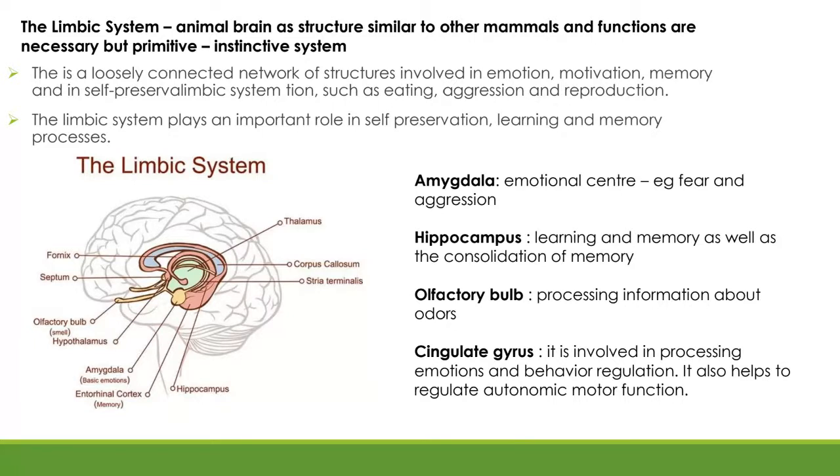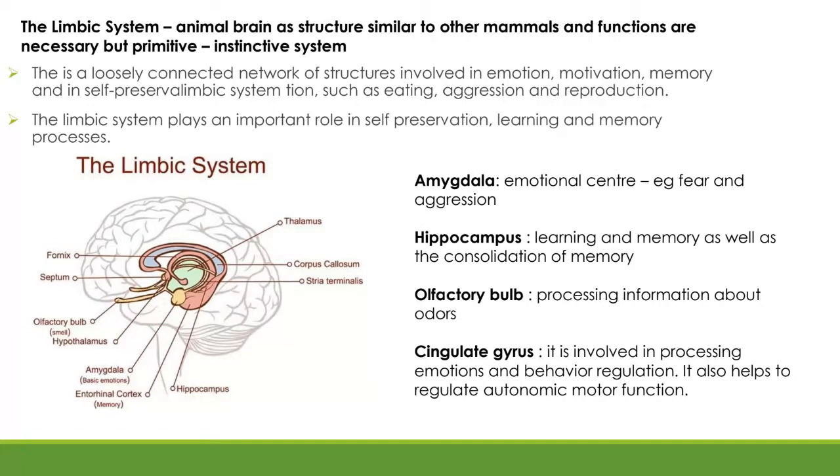It plays an important role in self-preservation, learning, and memory processes. That's what the limbic system does. The amygdala is the emotional center that deals with fear and aggression. The hippocampus is important because that is where learning and memory take place, especially long-term memory. Consolidating memories into long-term memories happens in our hippocampus.